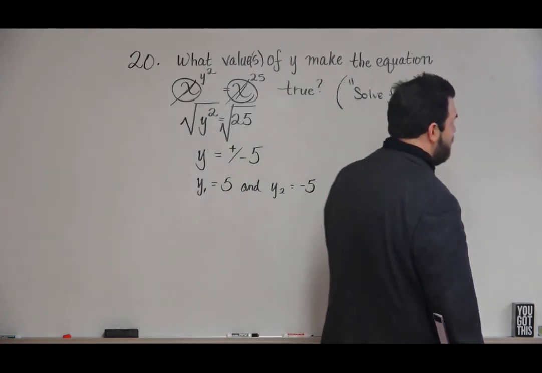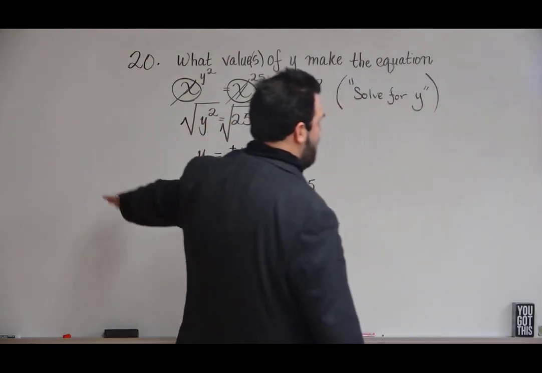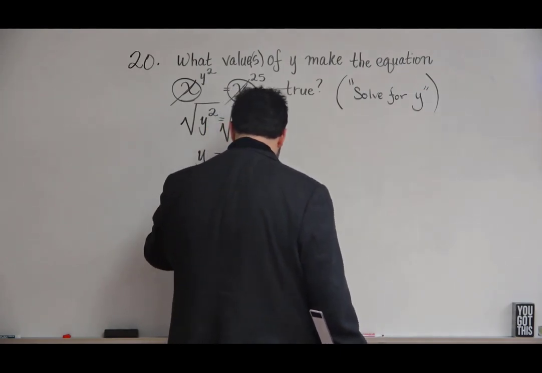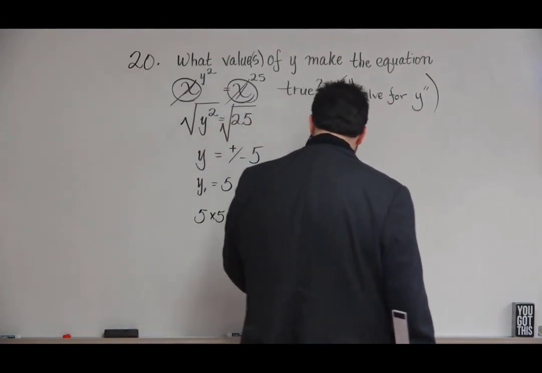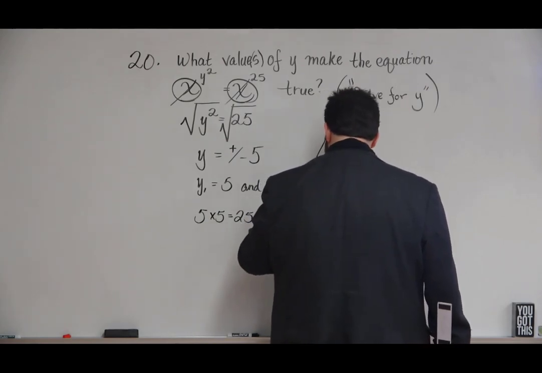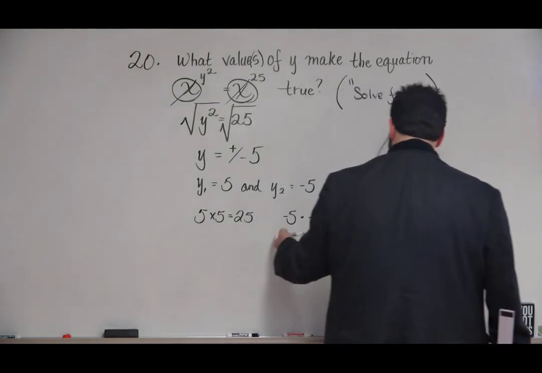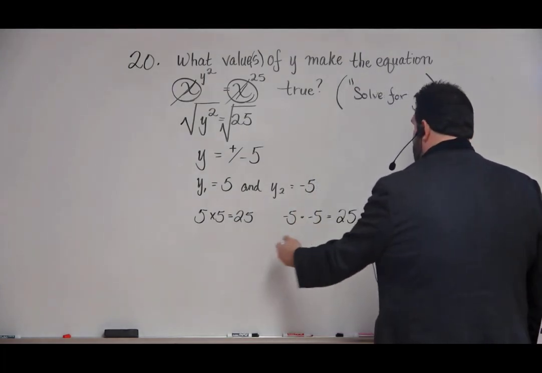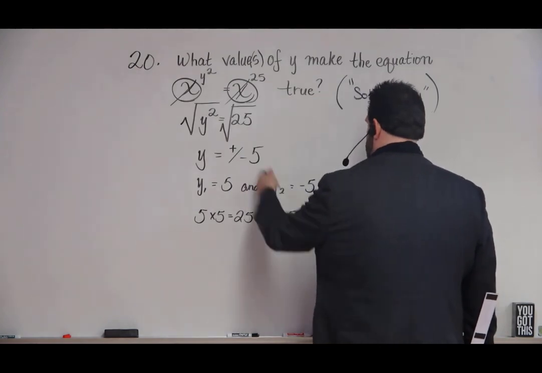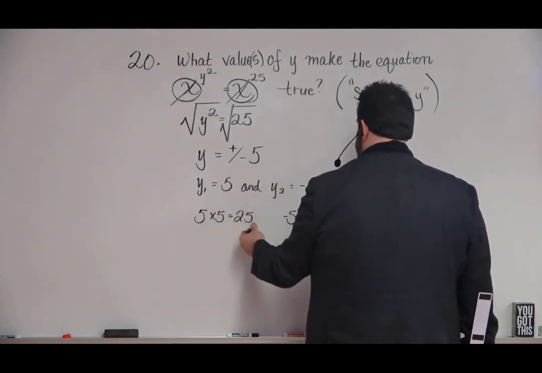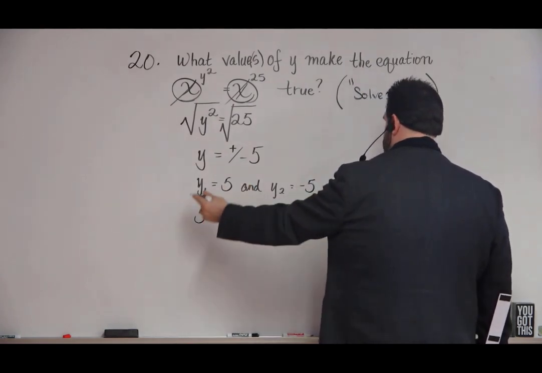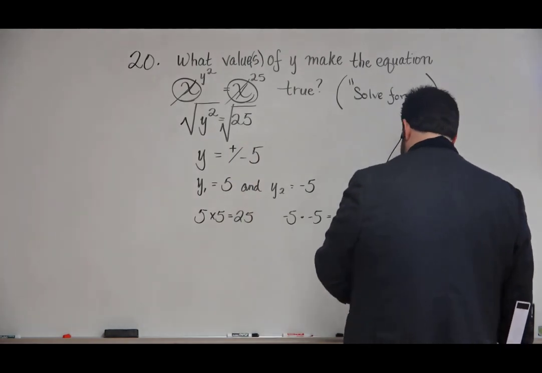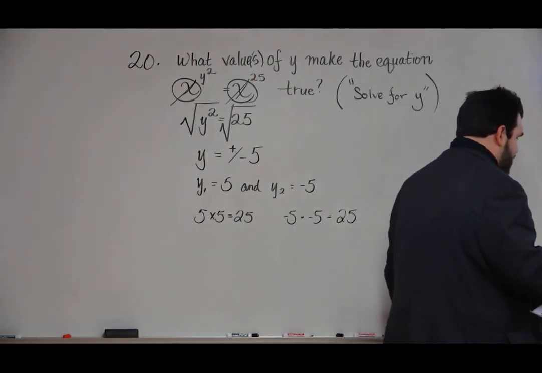And you know, there's a reason we don't know which one of these is correct. That's because if you take 5 times 5, you'll get 25. Problem is, if you take negative 5 times negative 5, you'll have a negative times a negative, which is a positive. So this also equals 25. So we don't know whether the original number was negative 5 or positive 5, so we write both answers. So it was y equals plus or minus 5, or y1 equals 5 and y2 equals negative 5.